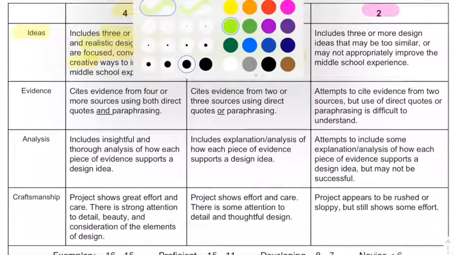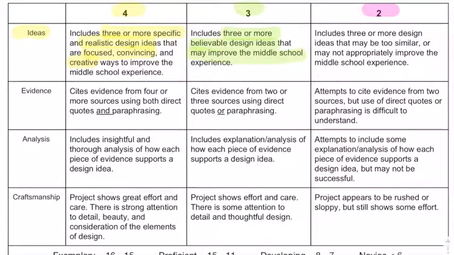And then finally, moving down to a 2 for this. This is where it includes 3 or more design ideas. And again, actually, you do need to have 3 for everything. So if you're missing one single idea, you automatically move down to a 1 on that, which is not good. So make sure you've got at least 3 ideas.